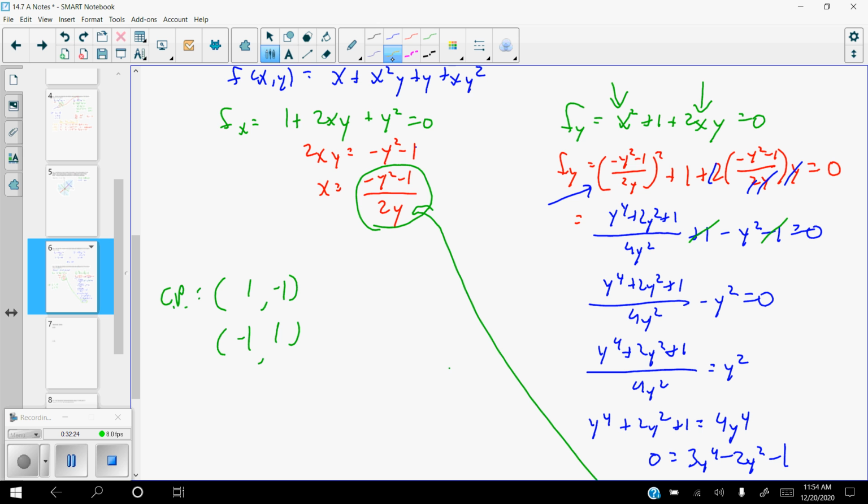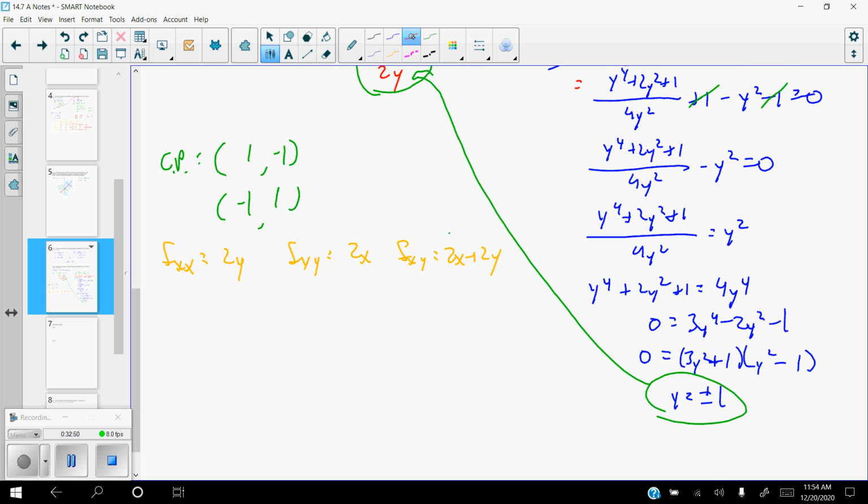So now we need fxx. Fxx in this case is 2y. We need fyy. Fyy in this case is 2x. And we need fxy, which is going to be 2x plus 2y. All right, so let's go ahead and set up our chart. So we have fxx, fyy, fxy, and d. We need to do that at the points 1, negative 1, and negative 1, positive 1.